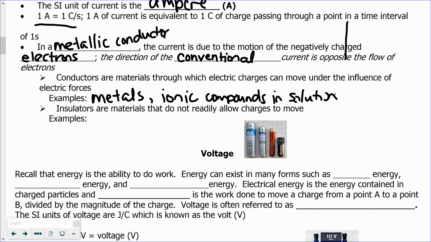Insulators, on the other hand, are materials that do not readily allow charges to move. So they're not good conductors. Typically, we'll call them insulators. So something like wood, not a great conductor of electricity and heat. Plastic, also not best.